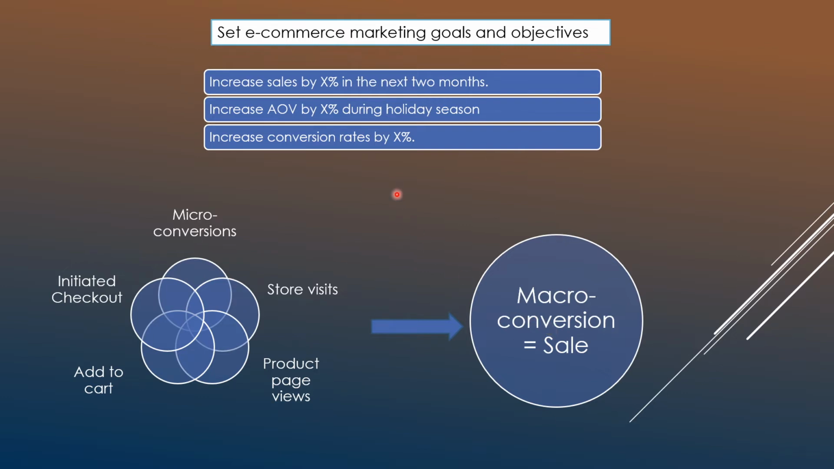Now, we talked about measuring your marketing objectives or measuring your marketing activities, right? What you can do is you can start measuring your small micro conversions, such as how many store visits are you getting, how many product page views are you getting for each of your products. Out of those product page views, how many of them are actually adding to cart, and then out of the people who add to cart, how many of them are actually initiating a checkout.